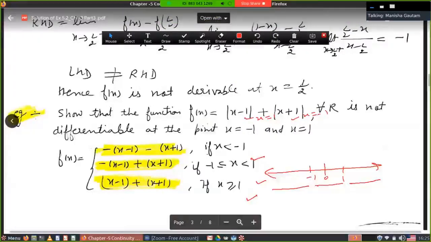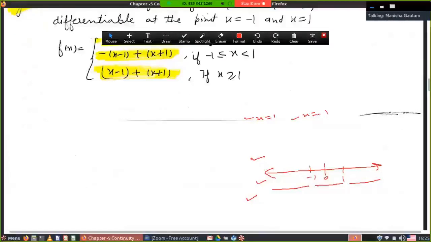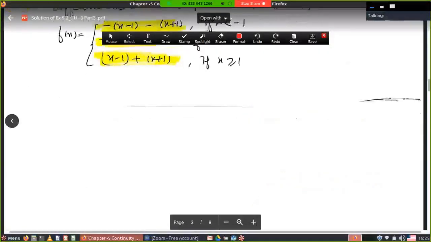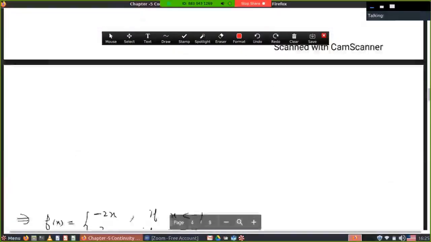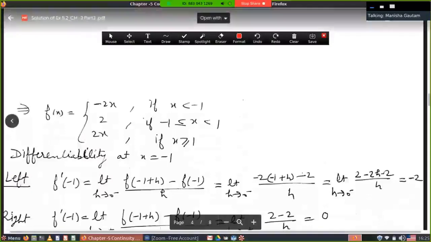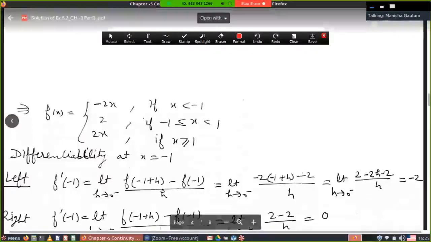I think it is clear now how we get the intervals. Now further, let's see the solution of this question. Now you will get, first, f x is equal to, after simplification, minus 2x. Second, f x is equal to 2. Third, f x is equal to 2x.